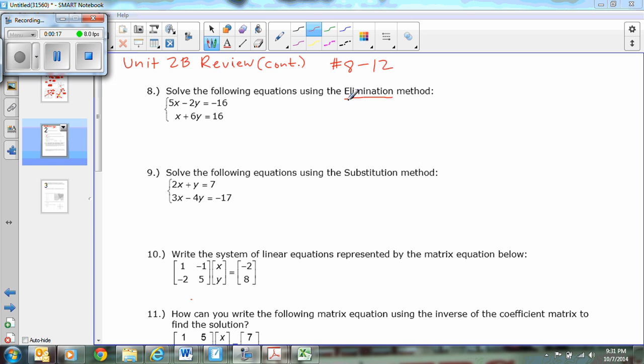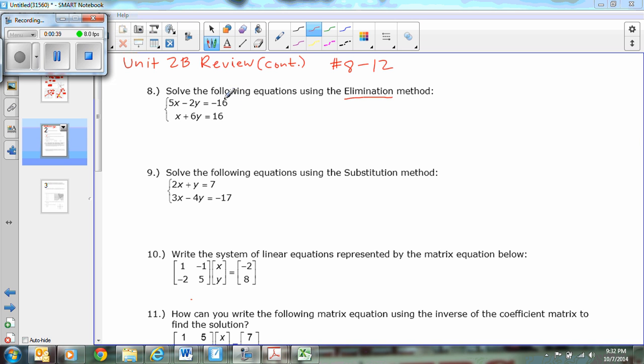On the test, there'll be a question like this, and you will have to show your work using the elimination method to get full credit. The elimination method works because what we want to do is eliminate either the x or the y, and you do that by either adding the two equations together or subtracting the two equations.